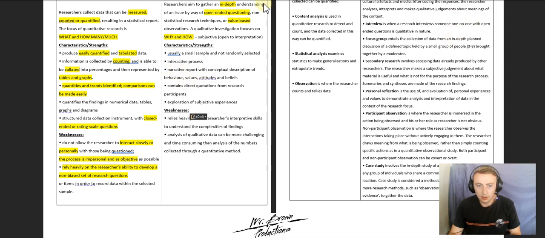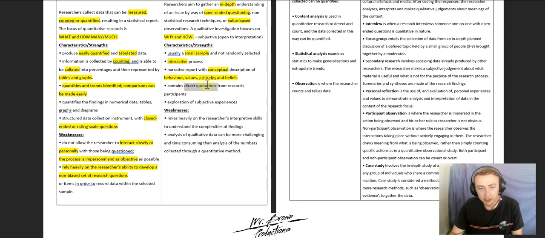The other thing, I just realised we haven't been highlighting these. So it's interactive, it's a small sample. It usually is a narrative report, so it's got conceptual descriptions. But the main thing I want you to take away from that is that it's conceptual, and it's very much about behaviour, values, attitudes, and beliefs. So that's very much about the how and why. We're looking at the reason why behind the numbers and data.